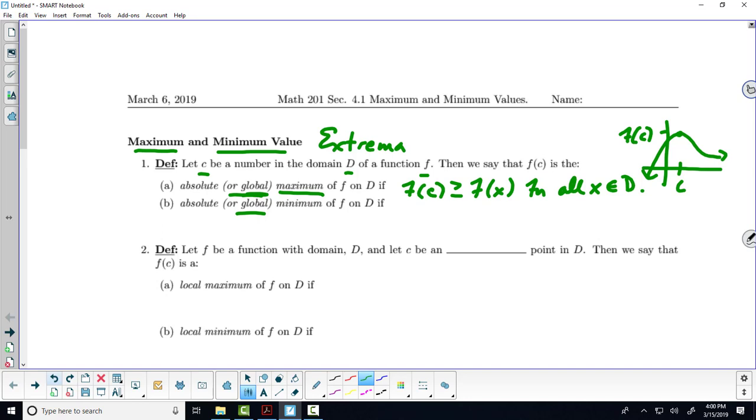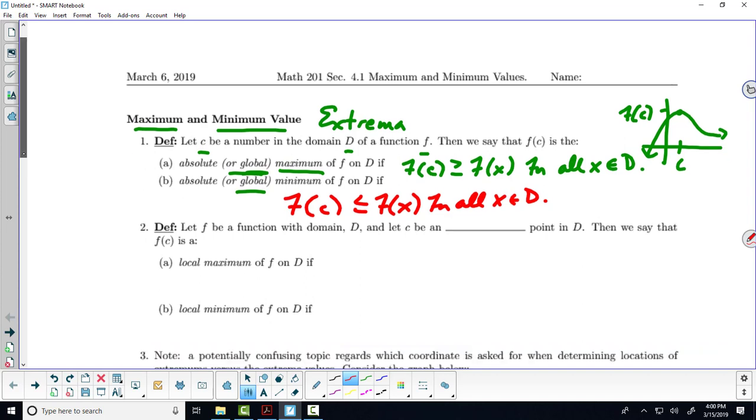Similarly, we have a global minimum. A global minimum is some value c where f of c is less than or equal to f of x for all x in the domain. So now we've defined global extremum.